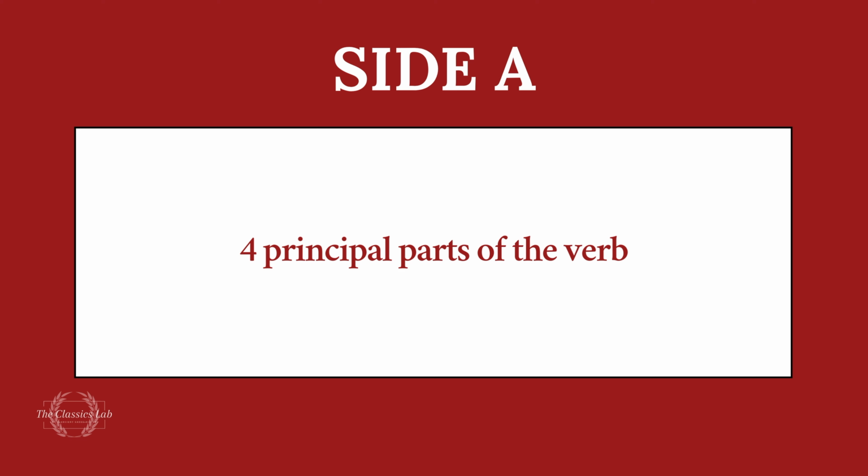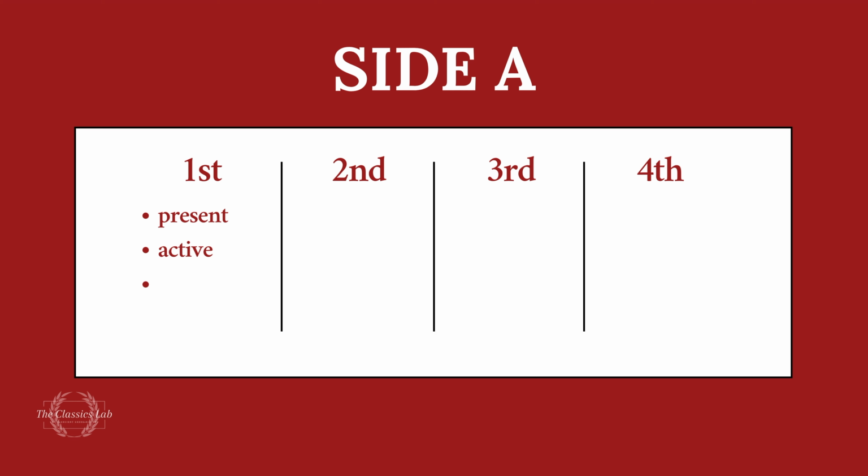Memorizing all 4 principal parts of a Latin verb is extremely important. It will help you as the student identify verb forms correctly. Knowing the principal parts of a Latin verb gives you the ability to make any form that verb could be in Latin. The first principal part will always be the present active indicative of a verb. This usually ends in the letter O.